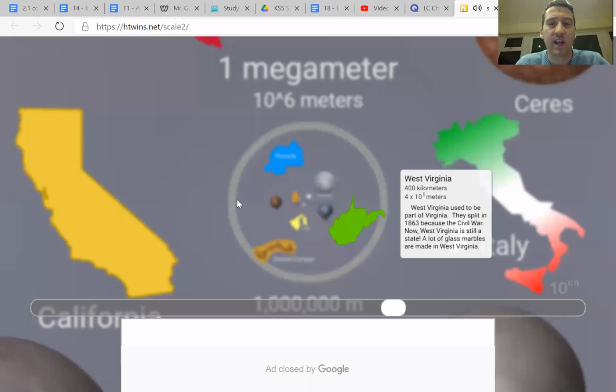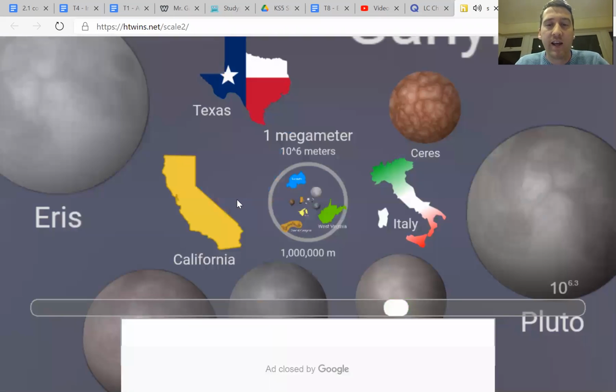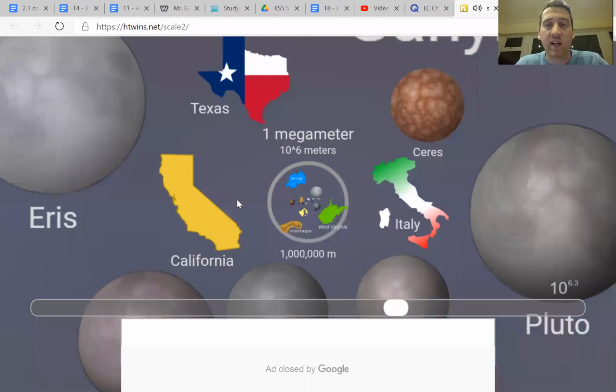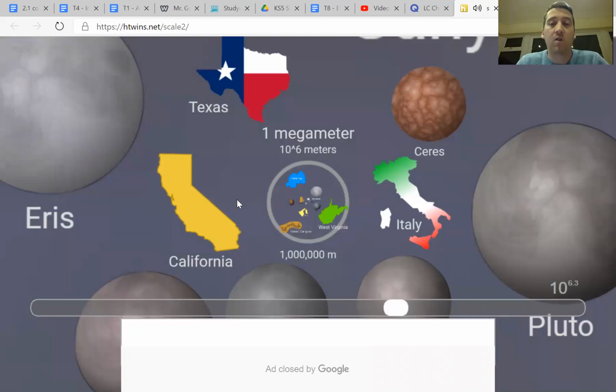If we keep going out now, these are on the scale of what we call megameters. So a megameter is 1,000,000 meters. So 10 to the 6 means there are 6 zeros after the 1. So 1 with 6 zeros after is 1,000,000. So 10 to the 6 means 10 times 10 times 10 times 10 times 10, 6 times, and you get 1,000,000.